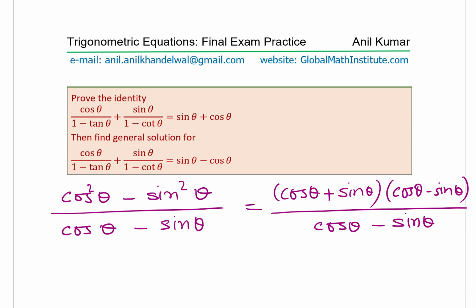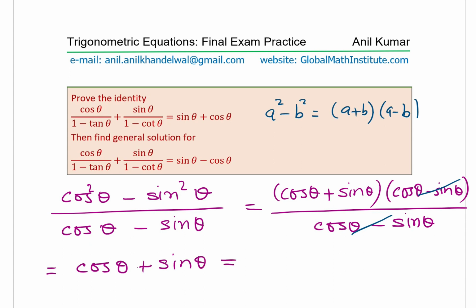So remember, whenever you have difference of squares, you could easily write it in the factored form. So if you have a square minus b square, it could be written as a plus b times a minus b. Clear? Now, you get one of the factors cancelled, and therefore, what you get here is a simplified form, which is cos theta plus sine theta. And that is the right-hand side. So we have done the first part now, that is proving that the left-hand side is equal to the right-hand side. Is that clear to you?